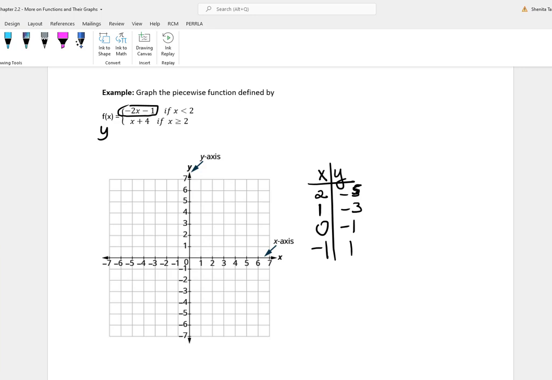2, negative 5 will be here. I'm going to put an open circle. Oh, I'm sorry. Not over there. On the other side. Right here. 2, negative 5. And then 1, negative 3. 0, negative 1. And negative 1, 1. So as you can see, the points fall into a straight line.